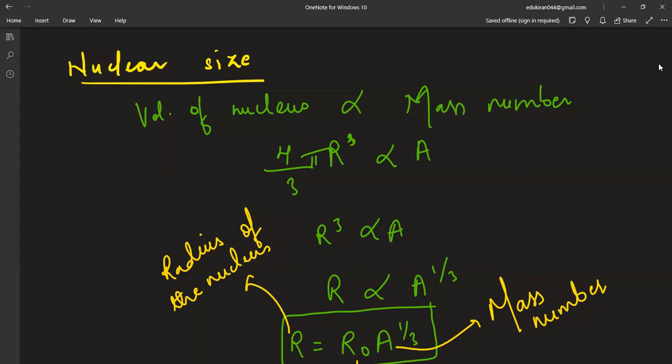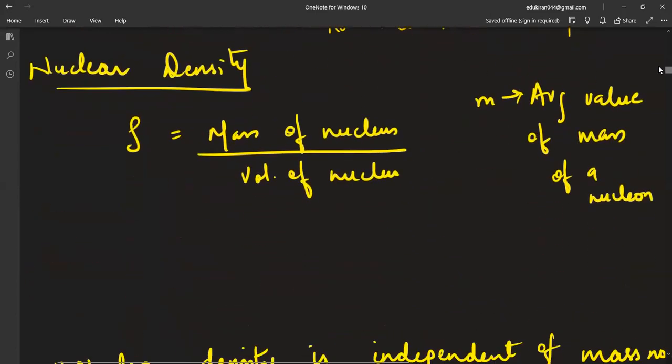So that becomes to the power 1/3 of it. So R is equal to R naught, A to the power 1/3. Now, nuclear density. When we are talking about nuclear density, density is equal to the mass of the nucleus by the volume of the nucleus. Simple formula of density. Density is equal to mass by volume.